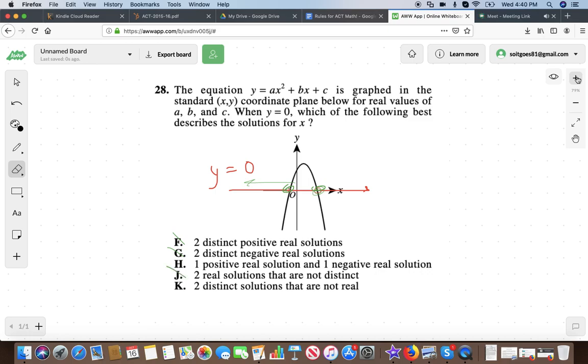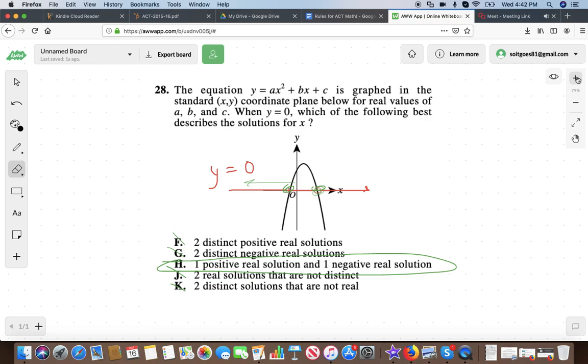What about K? Two distinct solutions that are not real. I'm not even sure what not real solutions would look like on a graph. We're not talking about imaginary numbers here. These are real values for x. It's just not a thing. So that's H. Any questions about that?